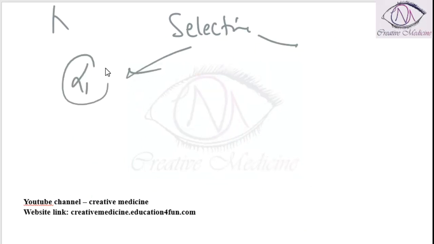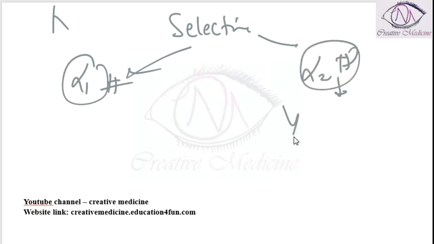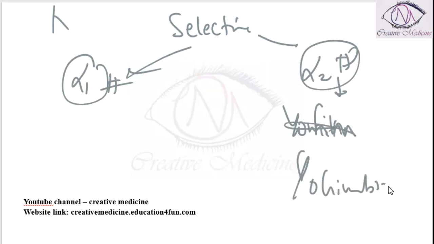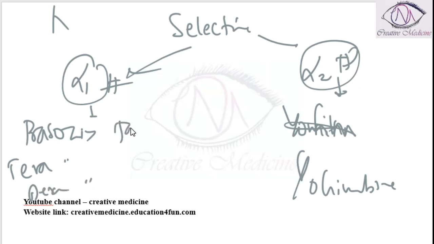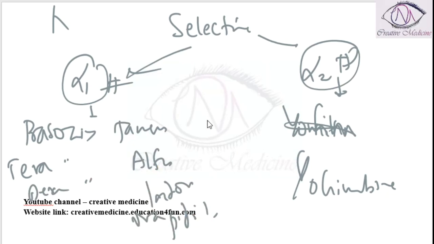We have alpha 1 blockers and alpha 2 blockers. Alpha 2 blocker contains only one drug, that is yohimbine. Whereas alpha 1 blockers include prazosin, terazosin, doxazosin, tamsulosin, alfuzosin, indoramin, and urapidil.